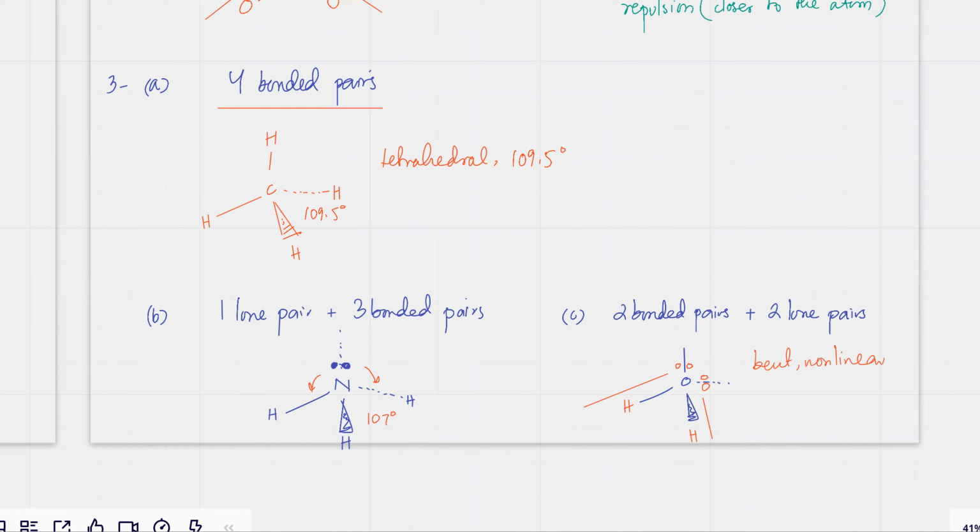And now you've got 2 lone pairs, and those 2 lone pairs are going to exert an even greater repulsion. So the 2 hydrogen atoms would be even closer together. So the angle shrinks to 104.5 degrees. Is this clear, everyone? Yes, sir.